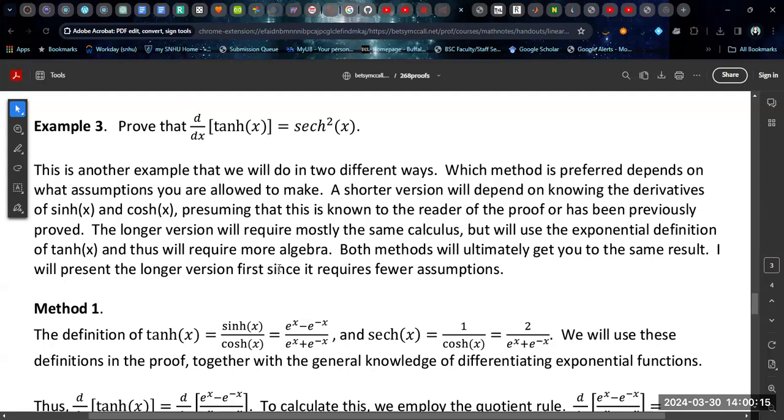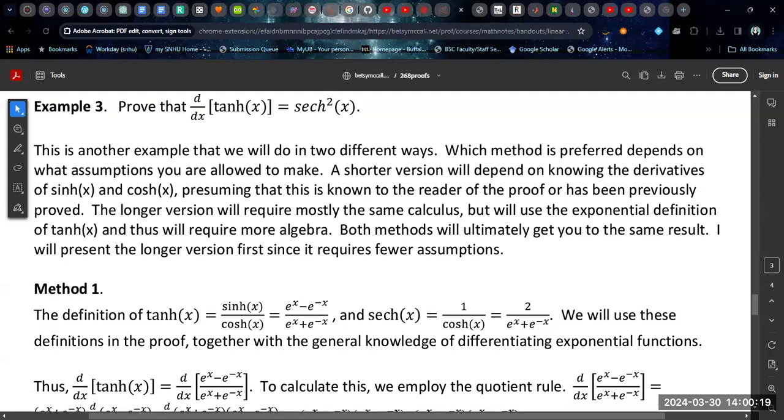Now, again, there's another strategy that we can use. There are 2 different strategies we can use for this one. So the shorter version is going to depend on knowing things that have been previously proved. So for instance, knowing what the derivatives of hyperbolic sine and hyperbolic cosine are, then you can rely on those definitions in order to do the proof. And that will require less algebra.